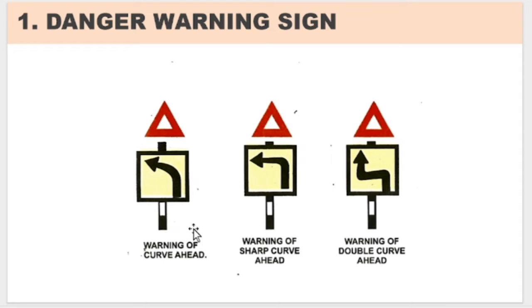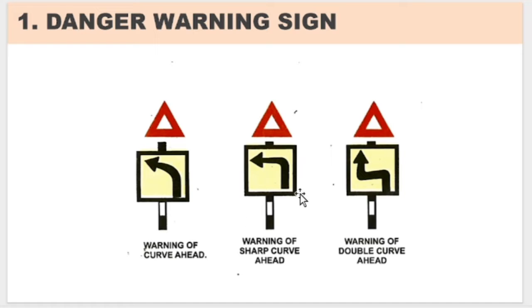So this is a warning of a curve ahead. This one is a warning of a sharp curve. Do you see the difference between warning of a curve ahead and warning of a sharp curve? This is just a simple curve, right? This one is a sharp curve, so do take note of that. Then we also have a warning of a double curve, as you can see here. This one curves here and also curves here, so that's a warning of a double curve.